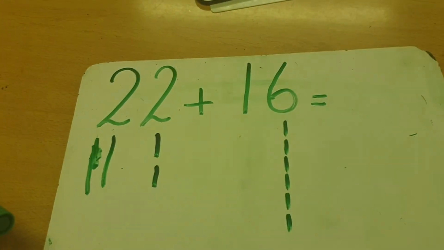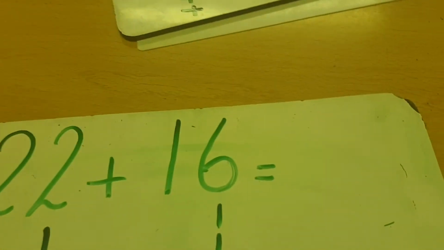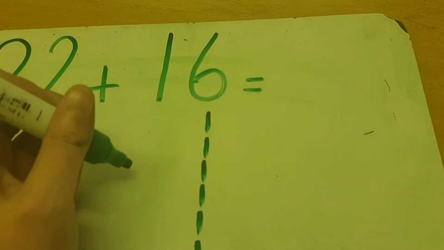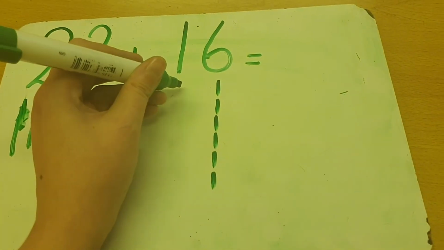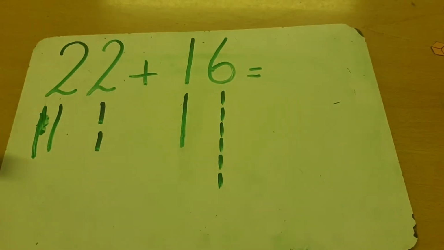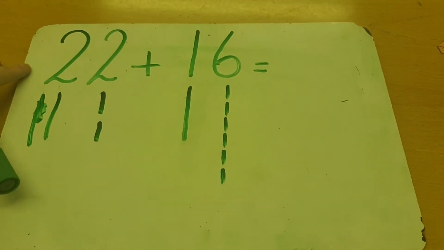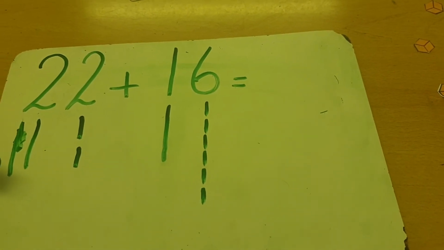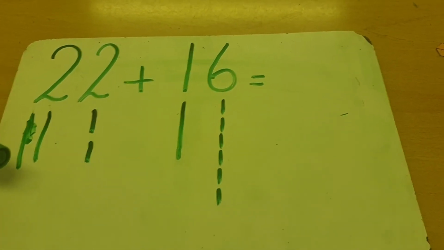I have 2 tens in 22. Let's have a look at 16. How many tens have I got in 16? Excellent. I have 1 10. So I'm going to do a nice long line for my 10. Now then, who can tell me what do I need to add all together first?